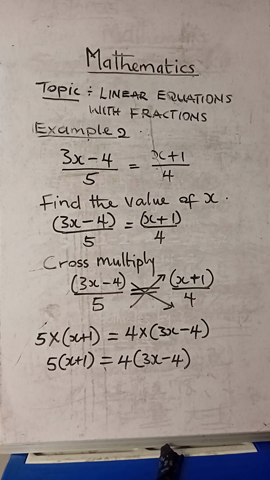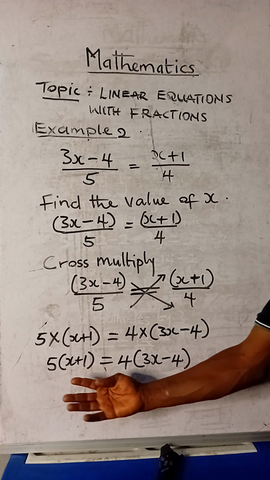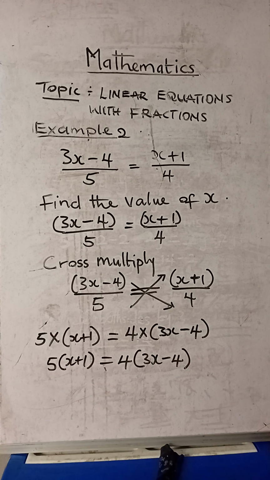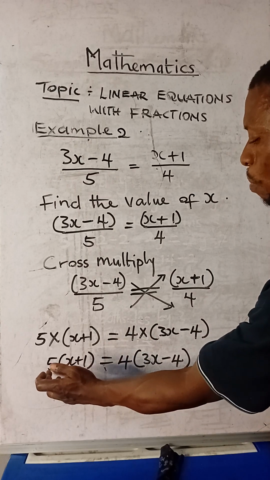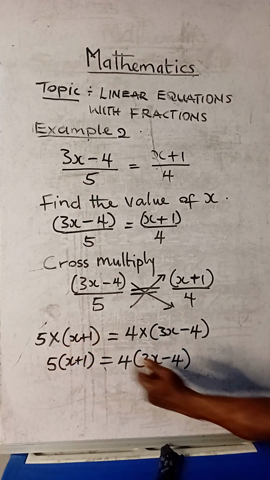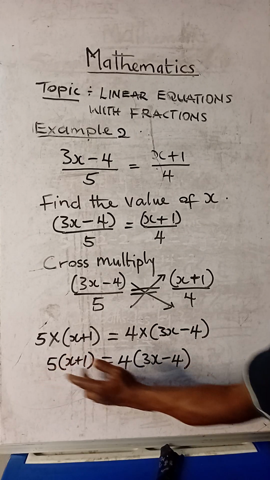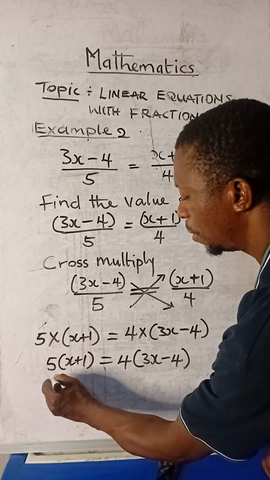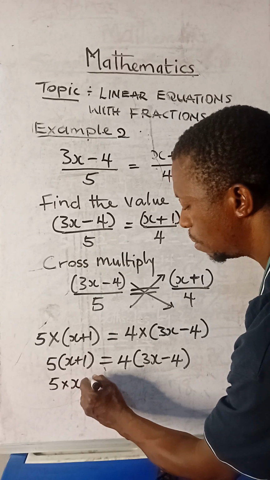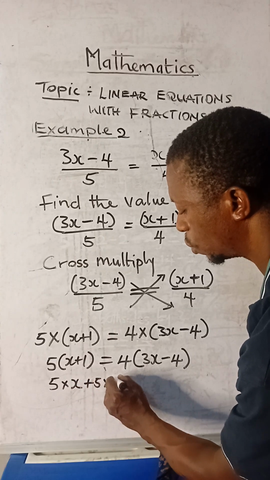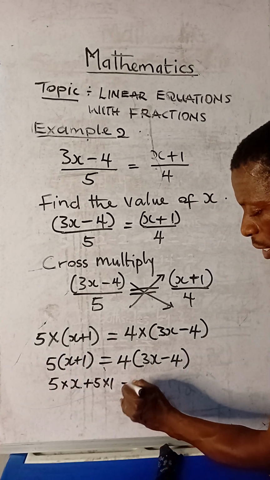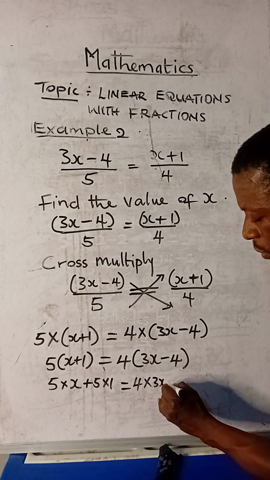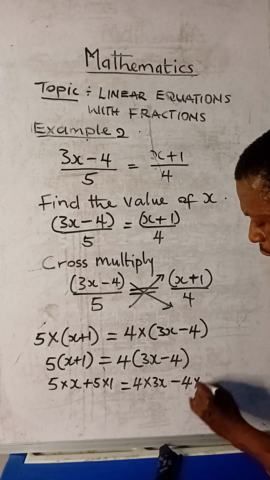Okay, having done this, we already know what we do here. But if we don't, now listen. Remember that when you have a value outside the bracket, you use the value outside the bracket to multiply everything inside the bracket. So we're going to do that to both sides because we have a value outside each bracket. So what we're going to be having is 5 times x plus 5 times 1 on the left side of the equation, and on the right side, we have 4 times 3x minus 4 times 4.